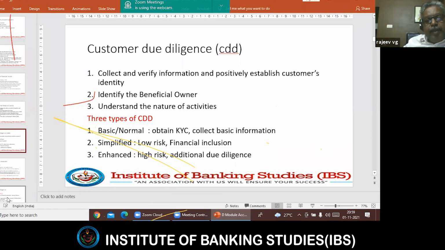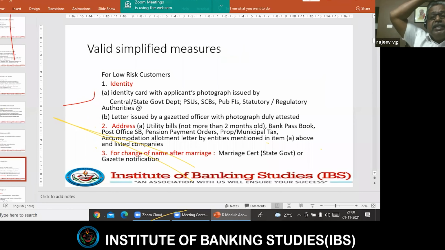For high-risk customers, additional precautions have to be taken, and we have to guard ourselves. The bank's safety has to be guarded. In order to do that, you need additional information on that customer and on the activities of the customer. So you have basic, simplified and enhanced. Okay, let us see the simplified measures for low-risk customers: an identity card with the applicant's photograph issued by a central or state government department, PSUs, scheduled commercial banks, or public financial institutions. These are all acceptable.